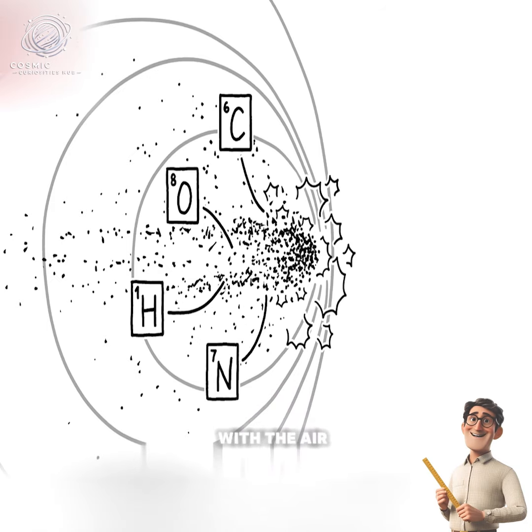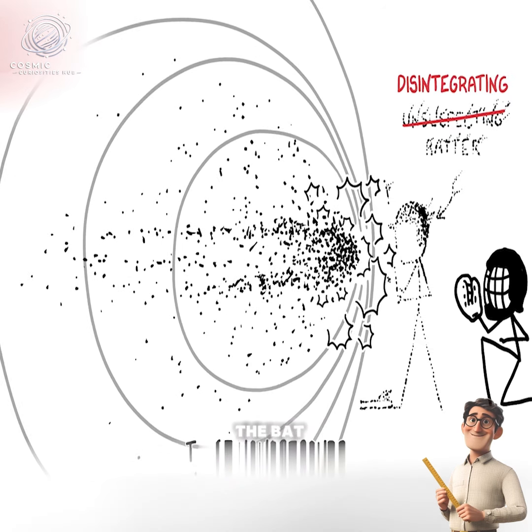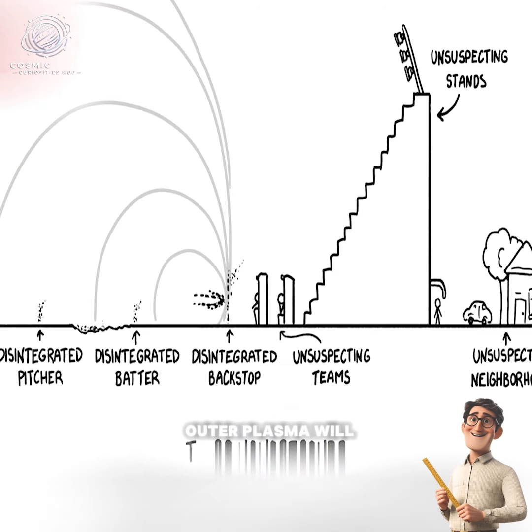They will collide with the air at an extremely high speed and trigger more nuclear fusion reactions. When this plasma cloud reaches the batter, it is still moving at a speed close to the speed of light. It first strikes the bat, then the batter catches it. No residue is left. The outer plasma will spread out.